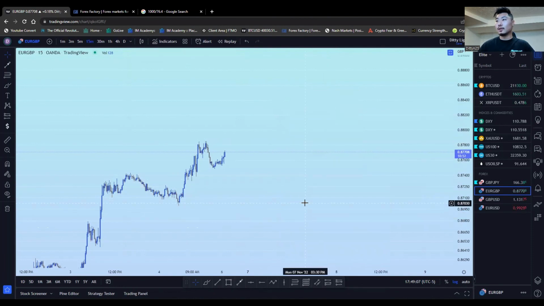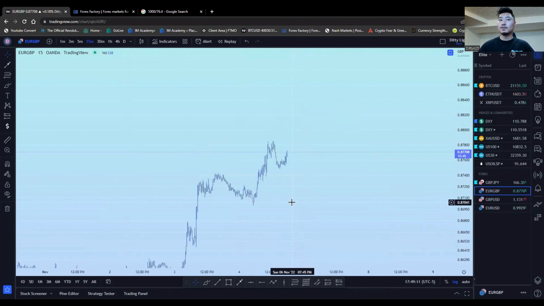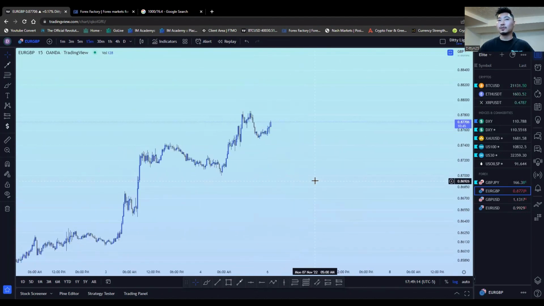There we go. So this was for market execution. What we saw in this video, I hope it helped you understand the basics about pip counts, lot size, and execution in the market.